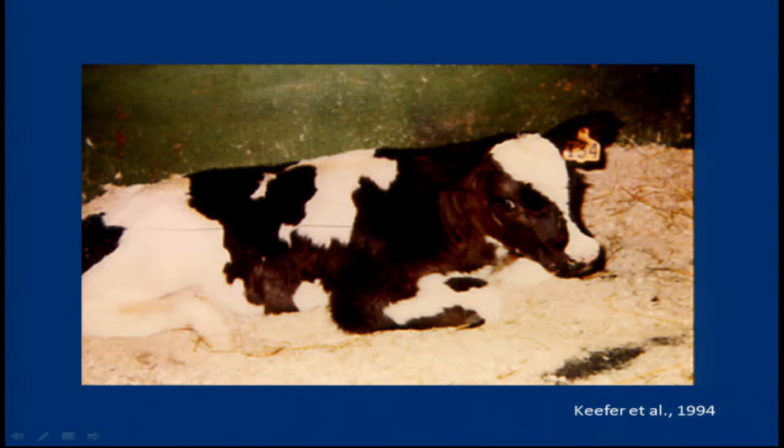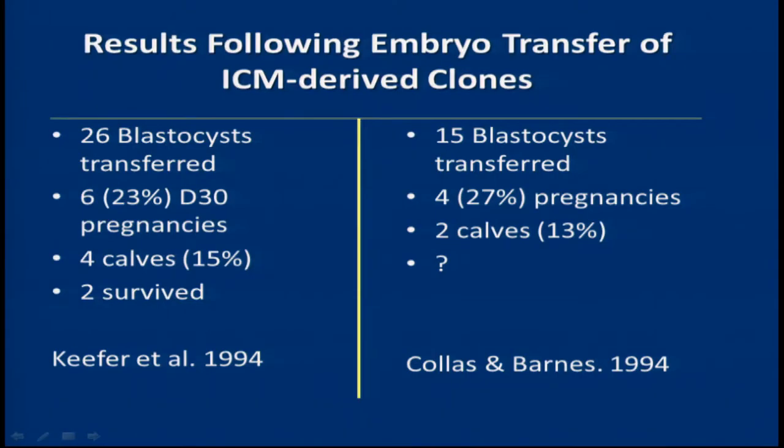and did obtain calves. Now, this is interesting at the time in that our competitors at another commercial company were actually doing the same thing that we were doing. We didn't know it at the time because it was all very hush-hush. We obtained very similar results using ICM-derived clones. We obtained 27%. Similar calving rate, 13 to 15%. I don't know what their survival rate was because this company folded at this time. We had two calves survive.